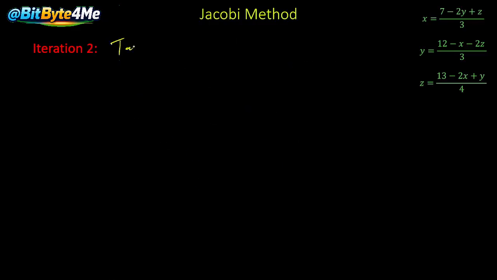So these values will be used in the next iteration, that is iteration 2. Take x is equal to 2.333, y is equal to 4, z is equal to 3.25.